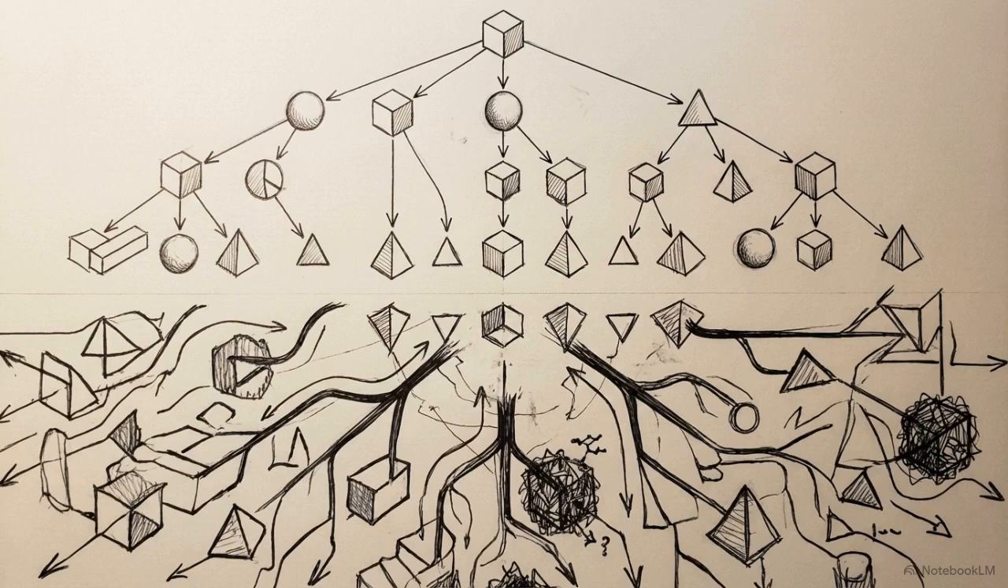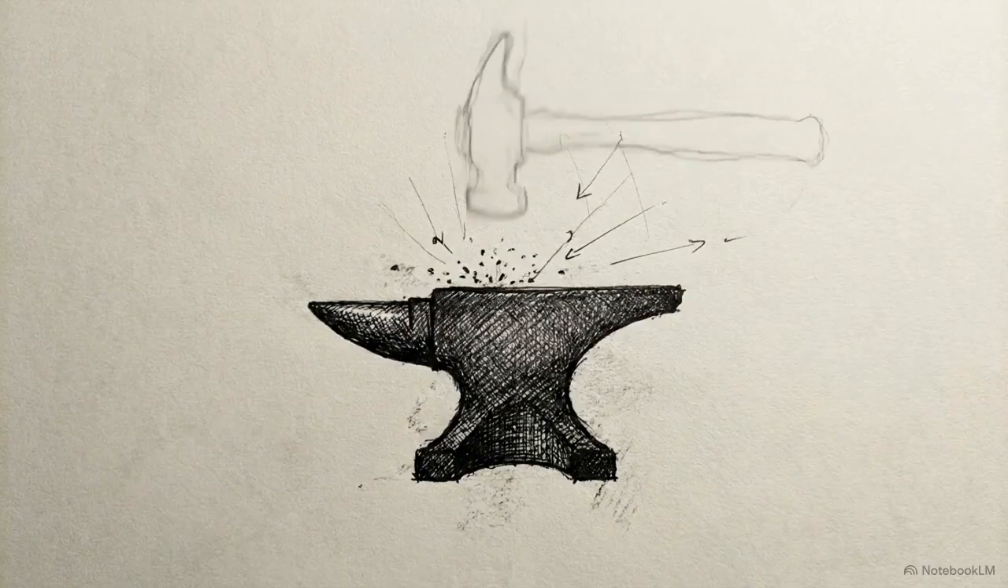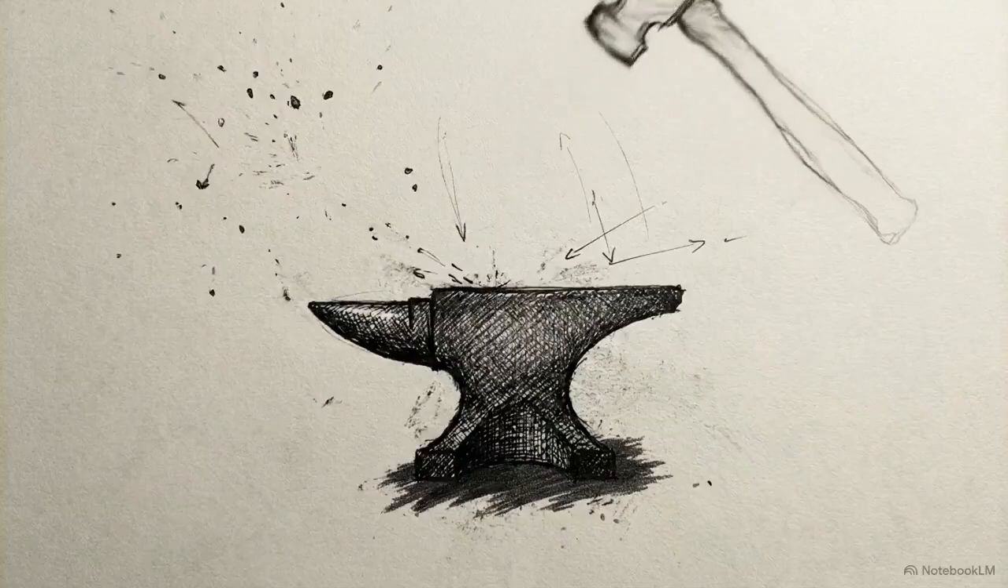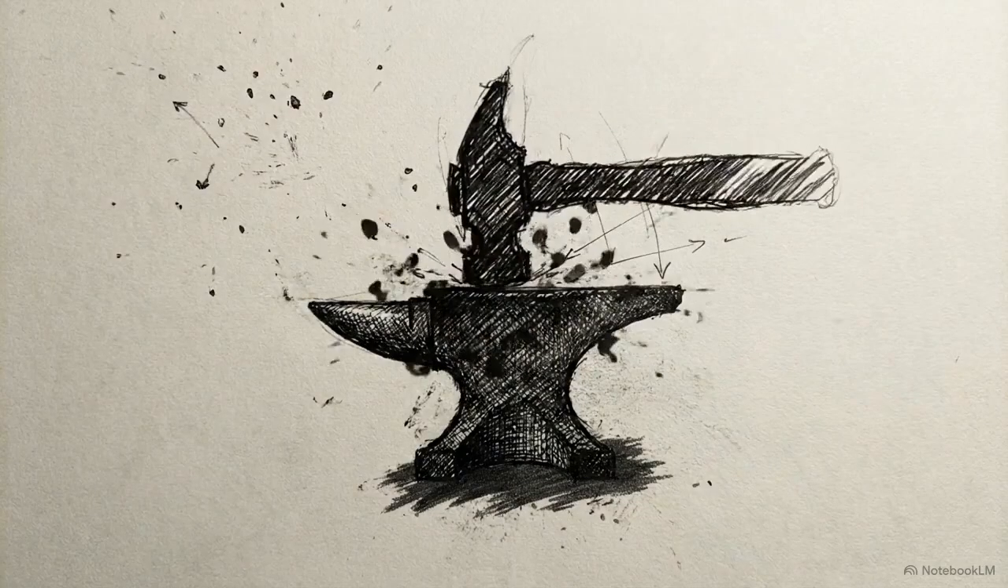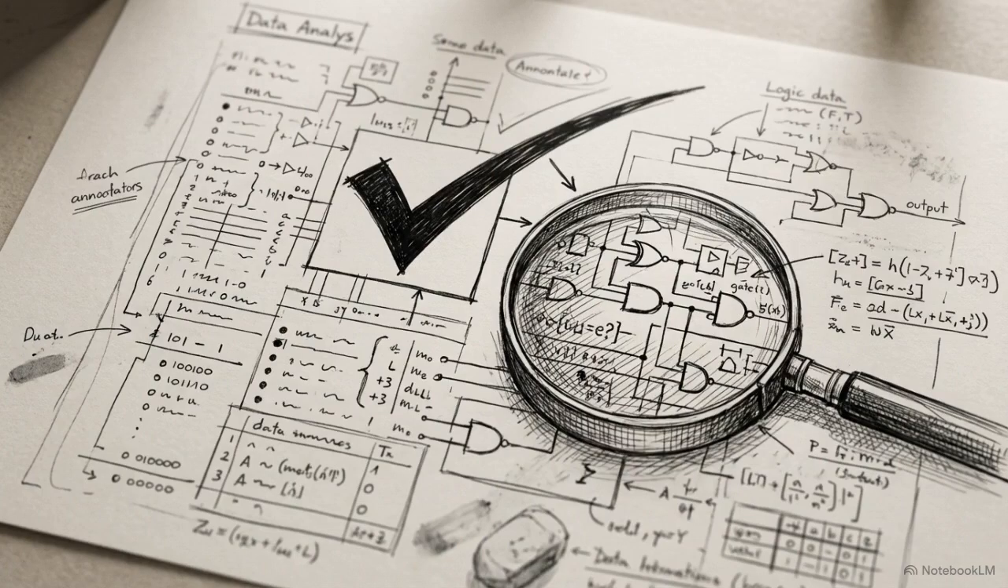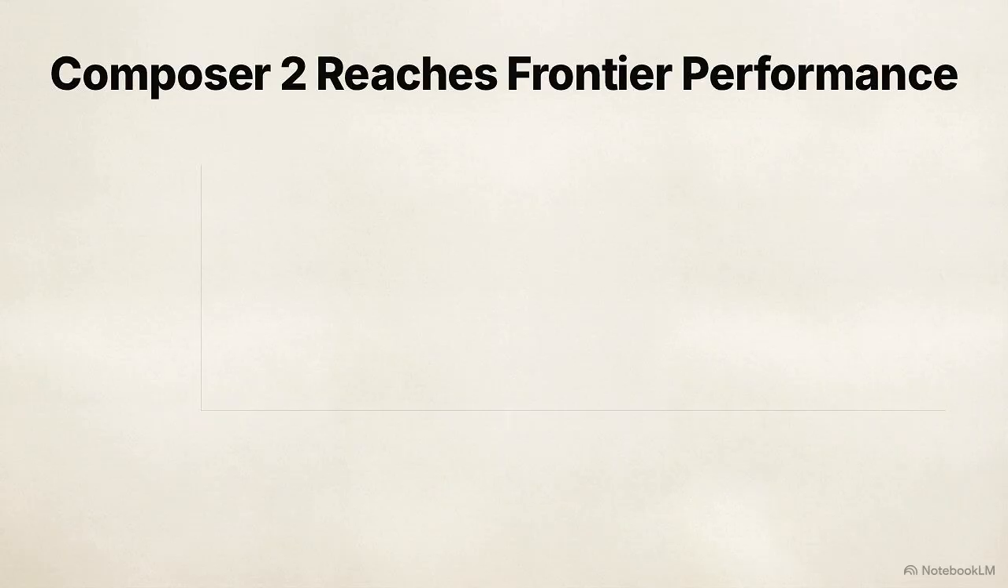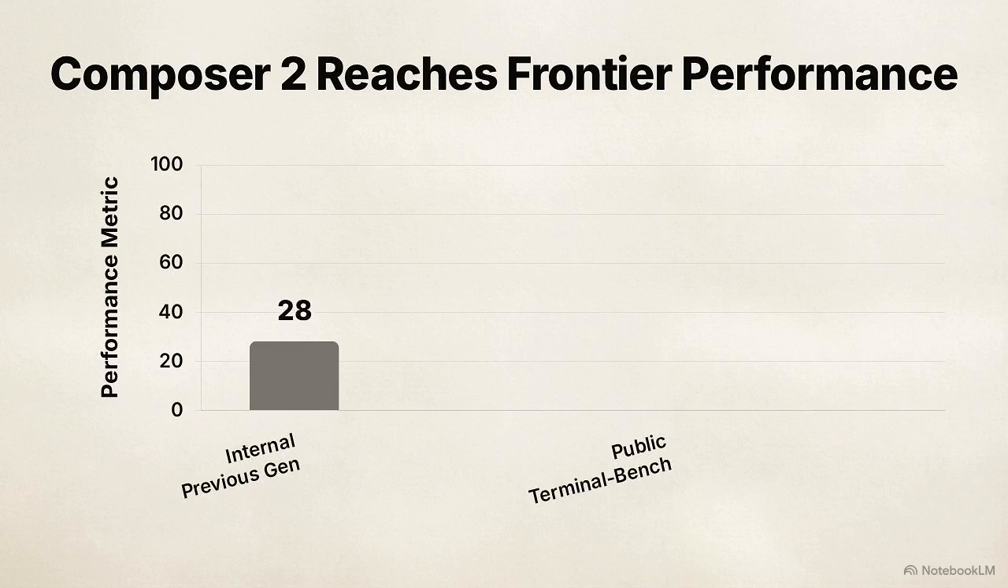This environmental symmetry reduces the errors that often occur when a model leaves a lab setting and encounters an unstructured file system. An agent can only master a complex toolset if its reasoning is forged inside an exact replica of that toolset. The results of this bifurcated training and harness alignment are verified through empirical testing. Internal evaluations show a major performance jump.